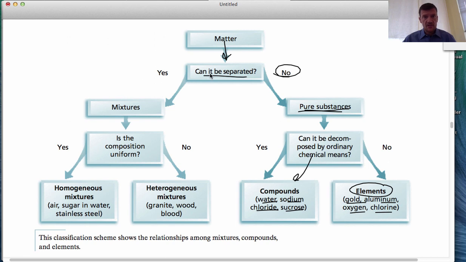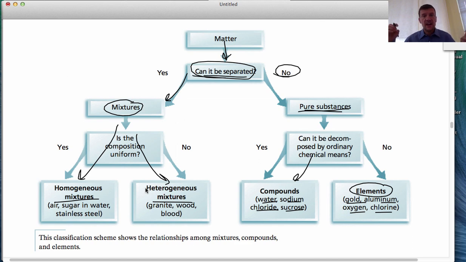Okay, back up here. If it can be separated, meaning you can just separate it using some of its properties, then we call that a mixture. That mixture then can be further broken down into, is it homogeneous, meaning it has this uniform composition throughout, or is it heterogeneous, where it is not uniform throughout, and the samples that you would gather from that heterogeneous mixture might look different.